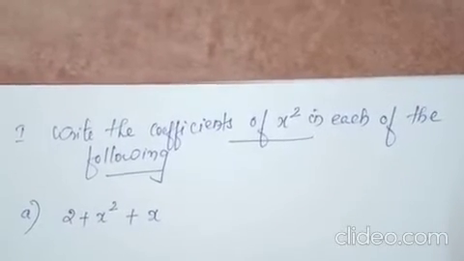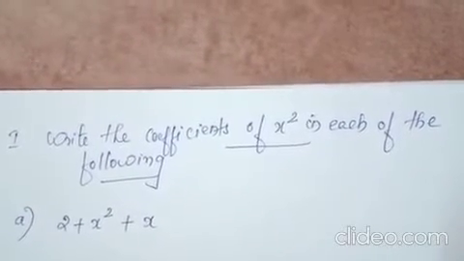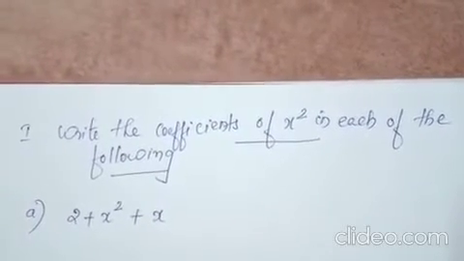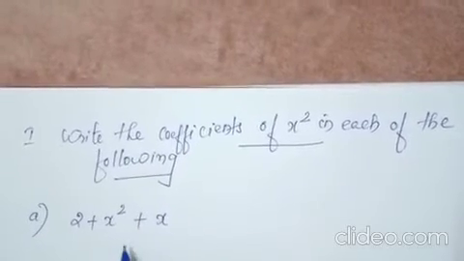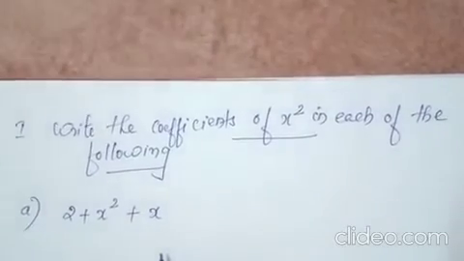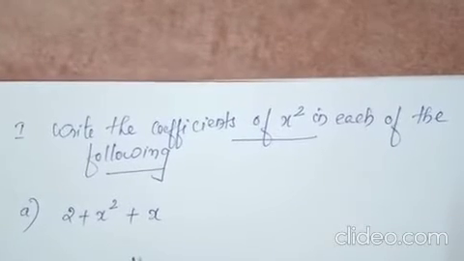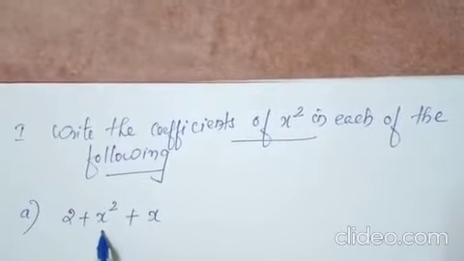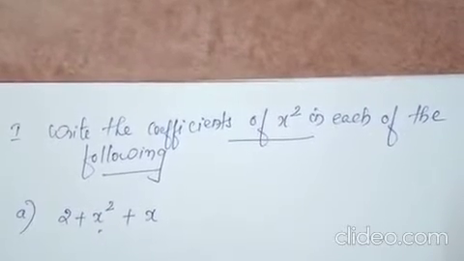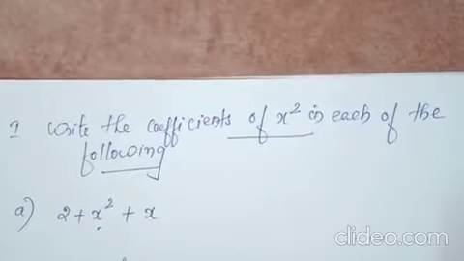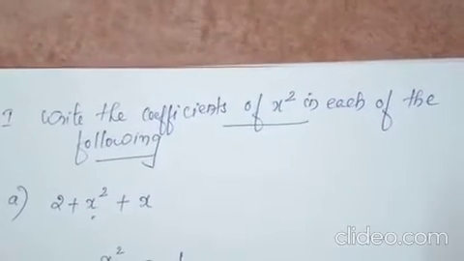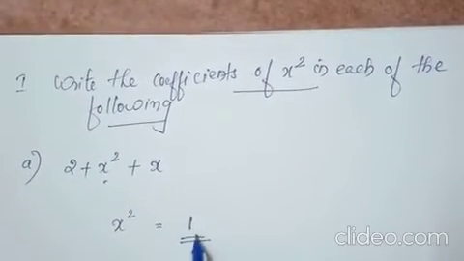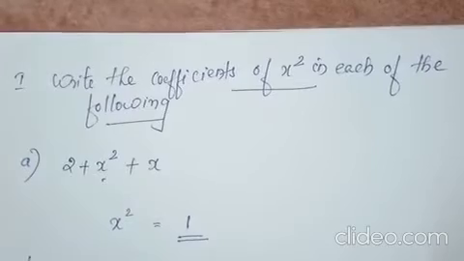So next we will do some questions. First one is: write the coefficient of x square in each of the following. The first question is 2 plus x square plus x. So we have to find the coefficient of x square. We will take the term x square from that. Which is the x square term here? This one is the x square term. What is the coefficient of x square here? So 1 is the coefficient of x square. Understood? If x square has no other coefficient, that means 1 is the coefficient. Clear?